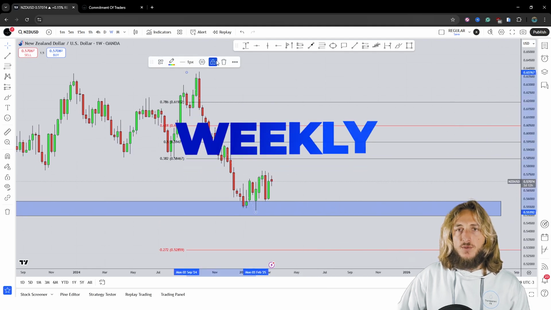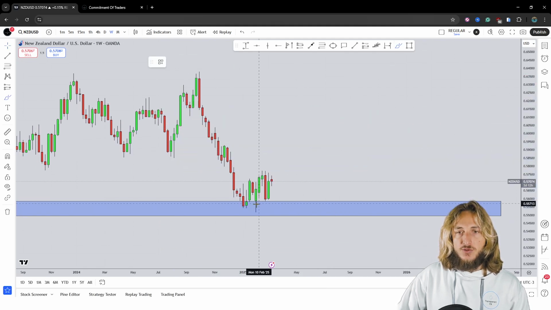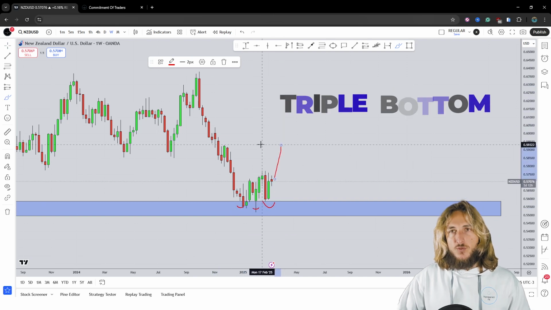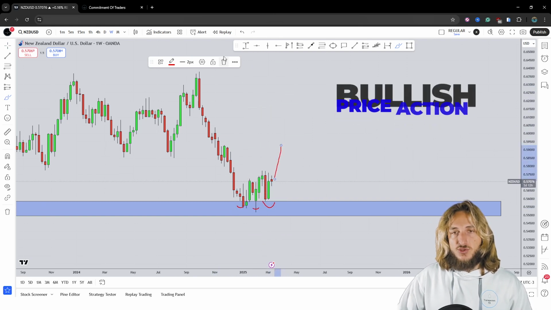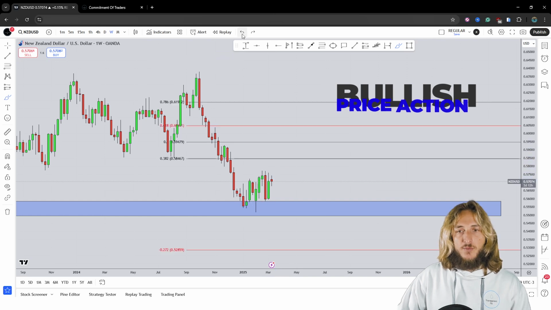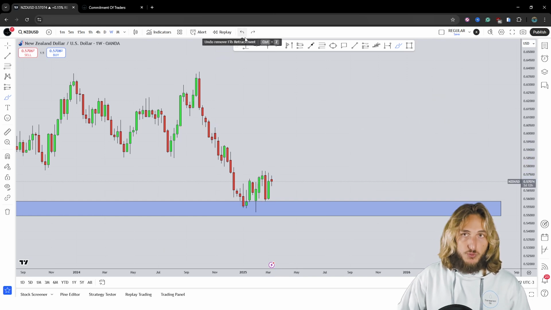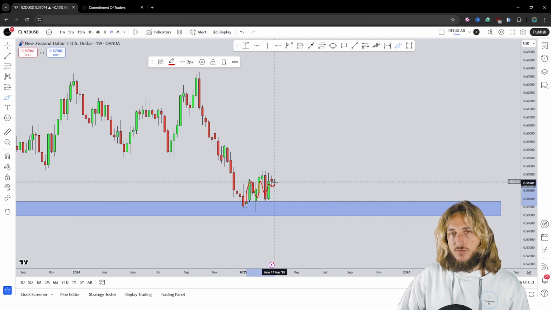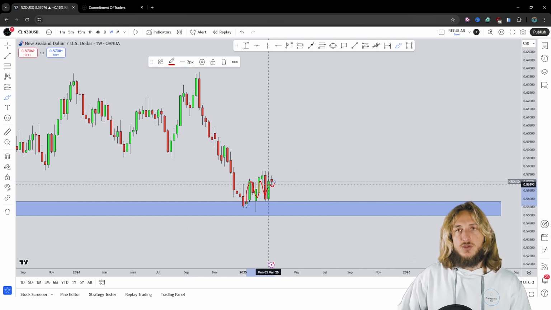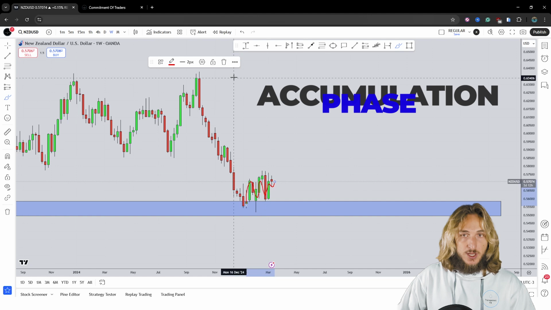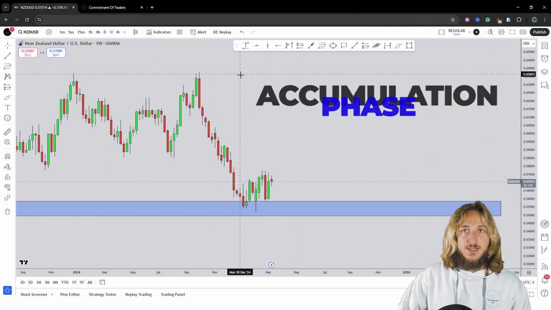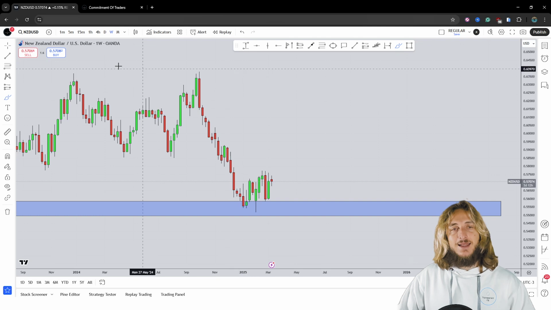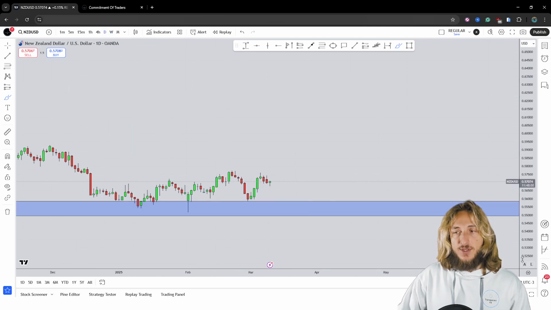Now, here in the weekly, we can see how already the market has created a triple bottom essentially at this zone. So we have good probability of seeing some bullish price action being developed away from this strong weekly support zone. We can also notice how we have this basically horizontal price action being developed. Usually this is associated with the accumulation areas where the market is moving sideways. And we will be speaking more about that in just a few moments. For now, let's keep all of that in mind and drop down on the daily time frame.